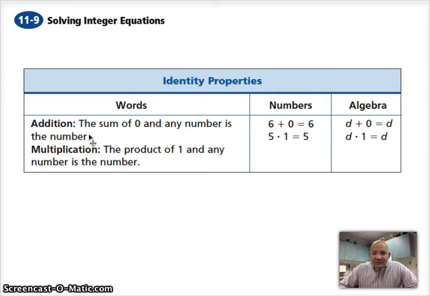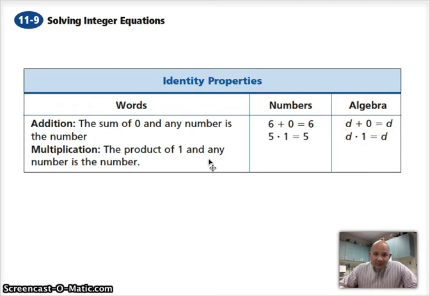In terms of addition, the property we refer to as 0 allows us to get a number back. In other words, the sum of 0 and any number is that number. When we plug in a 6 and we add a 0, we get 6 back. In algebraic terms, using variables, we have d plus 0 gives us d.